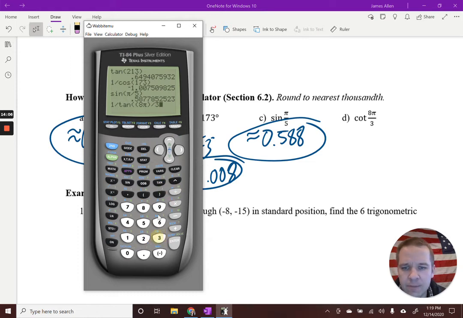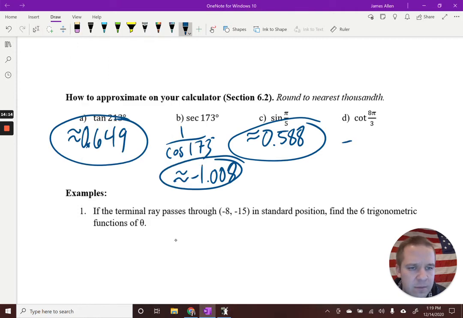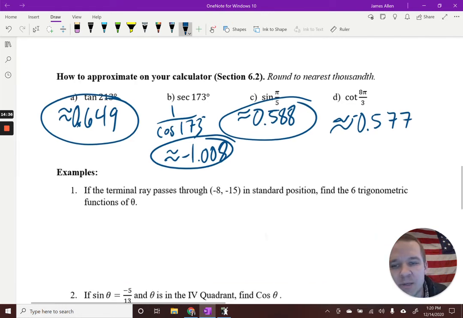And then we get 3, close them, boom, that's 8 pi over 3. Zip, zap, zoop, negative 0.577. So approximately equals negative 0.577. Lovely, cool, awesome. I think we can move on from that. Make sure you're in the right mode, and also when you're dealing with the reciprocals, just 1 over. Good. Awesome. Fantastic.